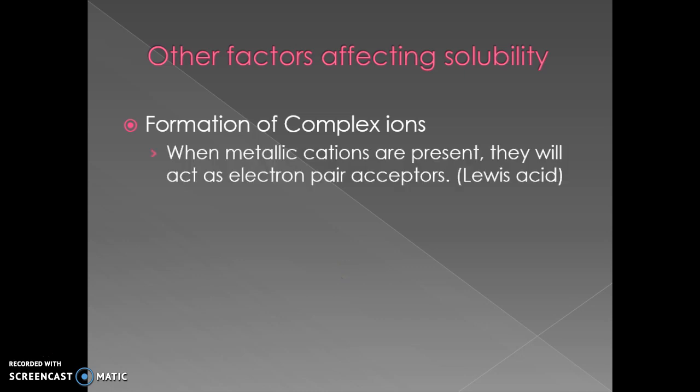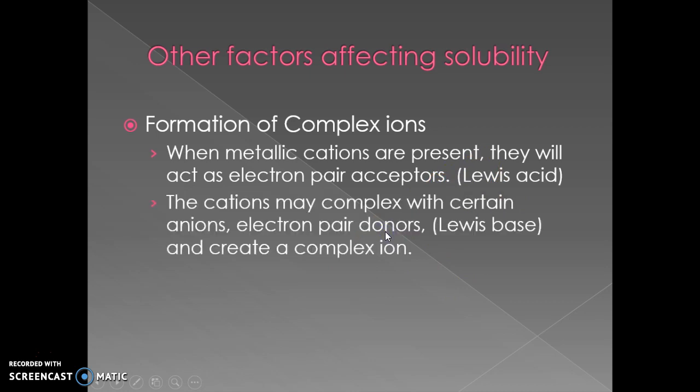So a lot of times what's going to happen is you'll have a metallic cation that's present that will actually act as an electron pair acceptor. It'll act like a Lewis acid, or it'll act like a Bronsted-Lowry base, and it'll accept an electron pair. It'll accept something with a pair of electrons. As a result, these cations may complex with certain anions and create what's referred to as a complex ion.